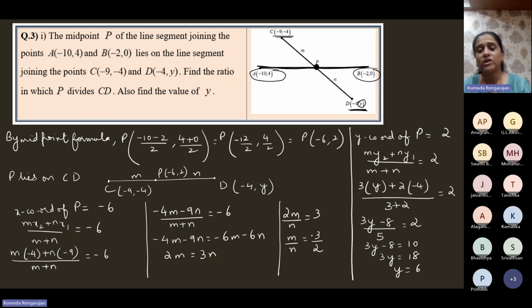Now we have to find the value of y. For that, use the y coordinate of P, which is 2. Here we are not finding the ratio. We already know the ratio. We are finding the value of this y. So again, substitute and you can see y is 6.